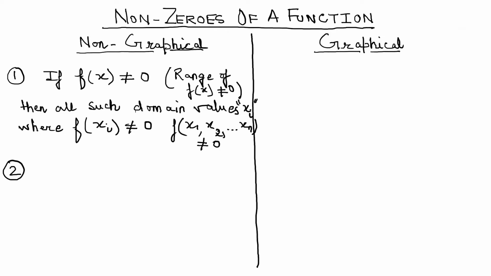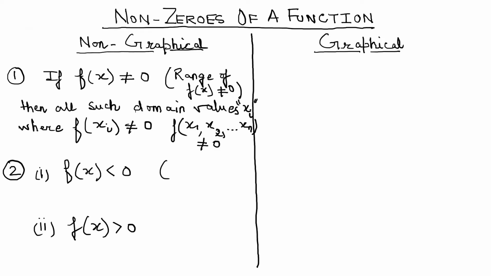The second point, which is given rise to because of point number 1 that we have discussed, is the inequality aspect. When we are saying that f(x) is not equal to 0, we are talking about two things primarily. We are talking about f(x) being less than 0, and the second thing is f(x) being greater than 0, which is f(x) being positive. That means we are either talking about the negative range of f(x) or the positive range of f(x).